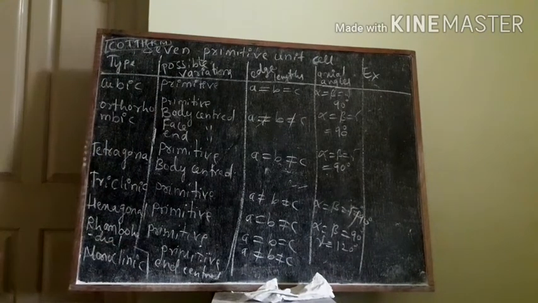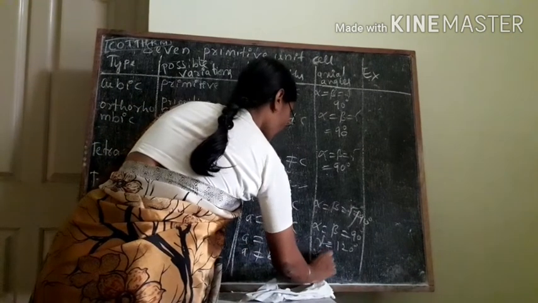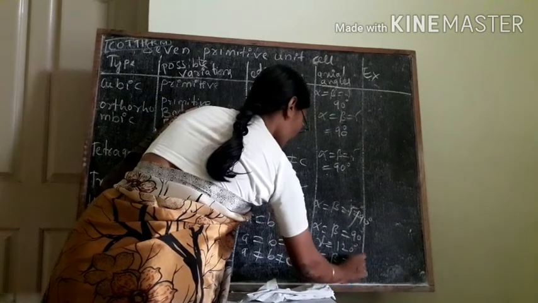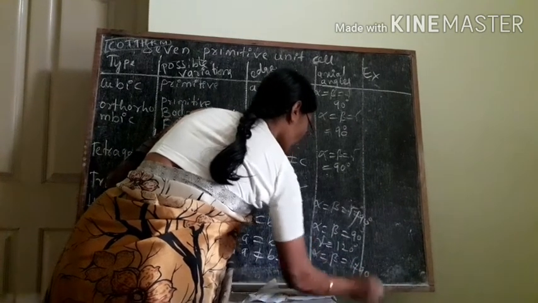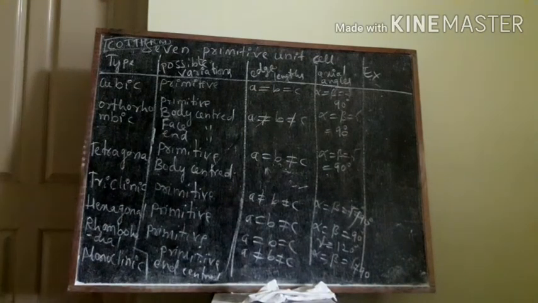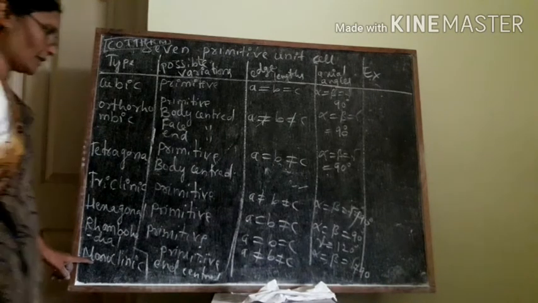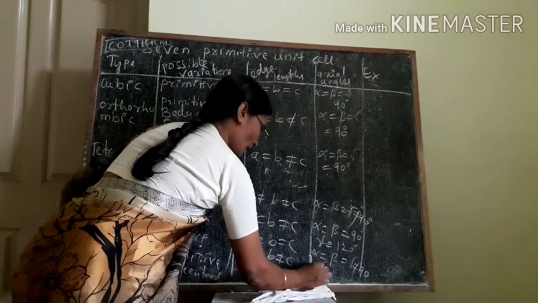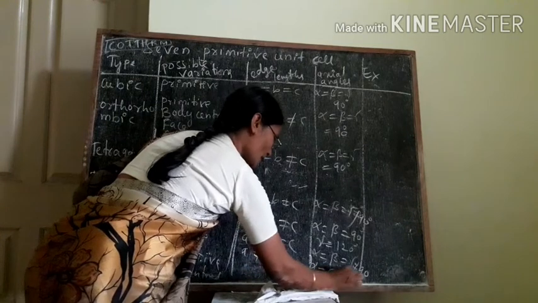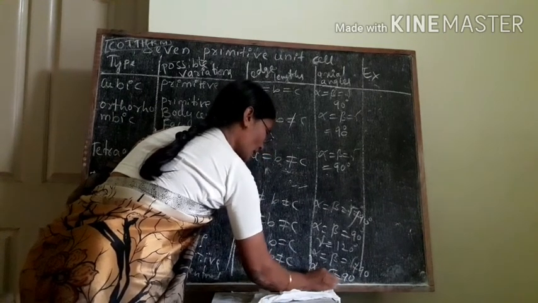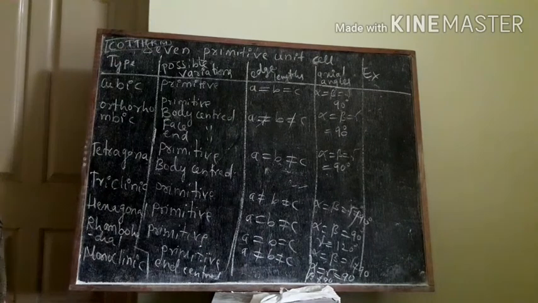Rhombohedral: alpha, beta, gamma are all equal, but not equal to 90 degrees. And last, monoclinic: alpha and gamma are equal to 90 degrees, but beta is not equal to 90 degrees. This is how we can represent the angles.